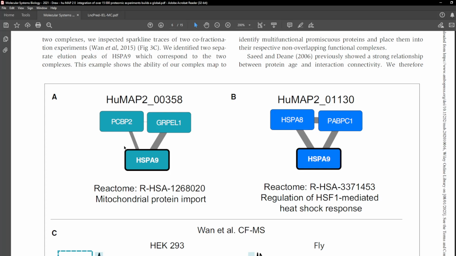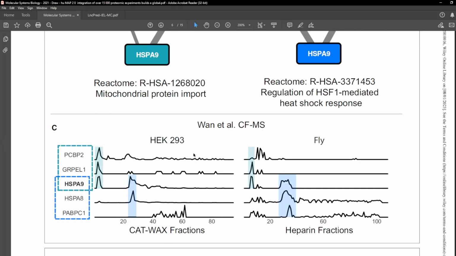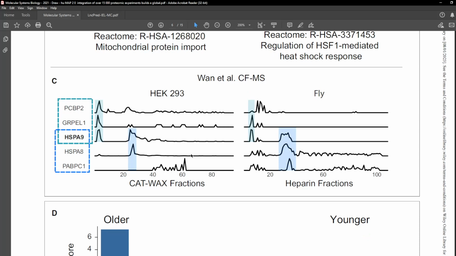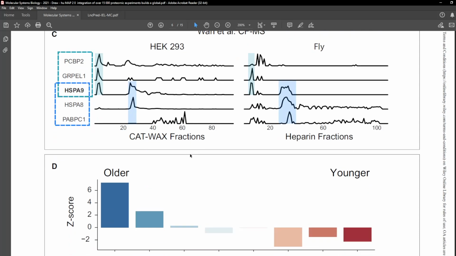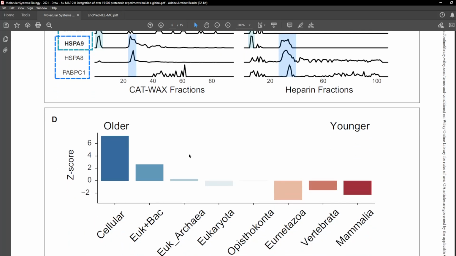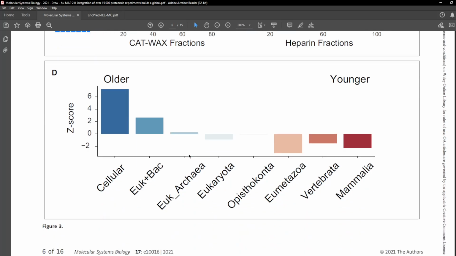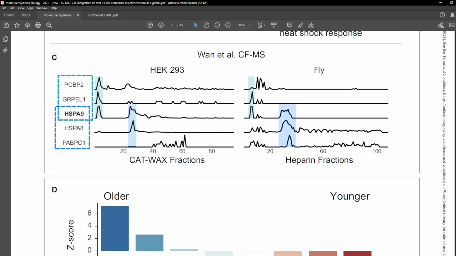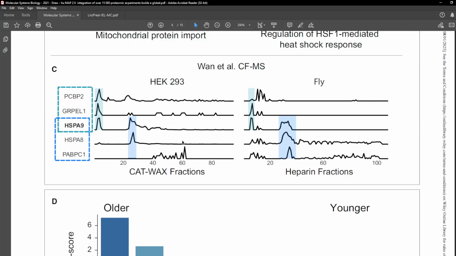And second, we identify HSPA9 in complex Hu.MAP 2_00358, a mitochondrial protein import complex supported by APMS experiments, Malavanaya et al., 2011, Hutlin et al., 2015, Bolt et al., 2016, cofractionation evidence, Wen et al., 2015, and WMM based on Triber et al., 2017.